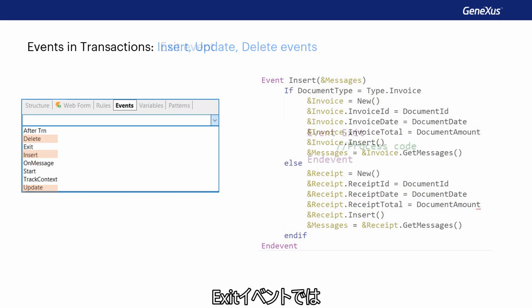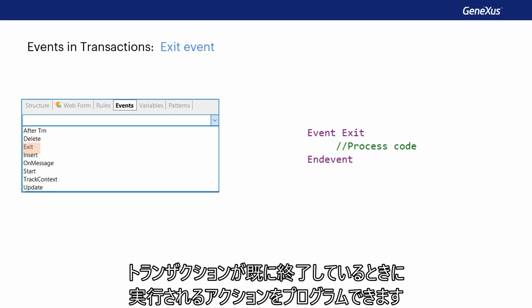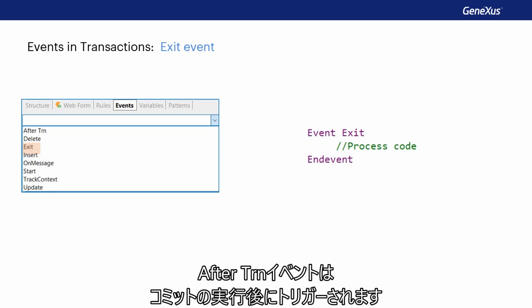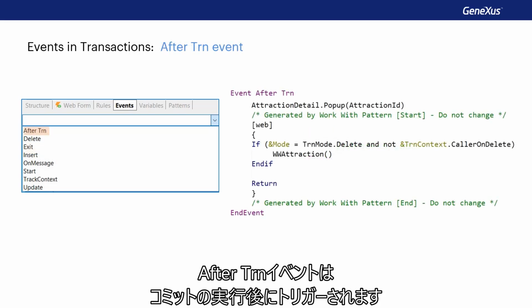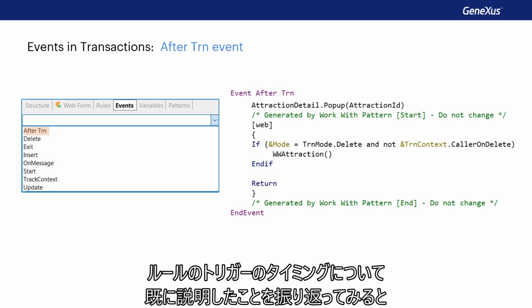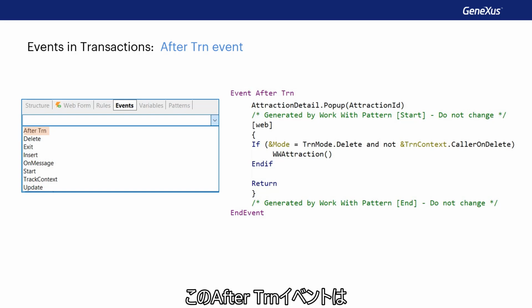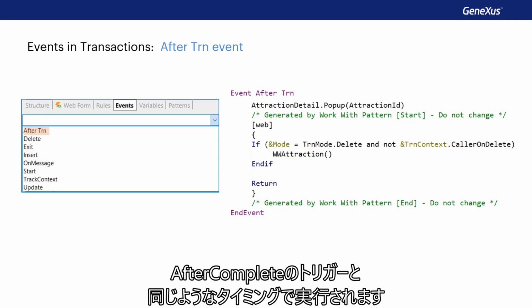The exit event allows programming the actions to be executed when the transaction's already closed. And the after_trn event, which is triggered after the commit has been executed. Looking back at what has already been discussed about rule triggering moments, this after_trn event is executed just like the triggering moment on after_complete.